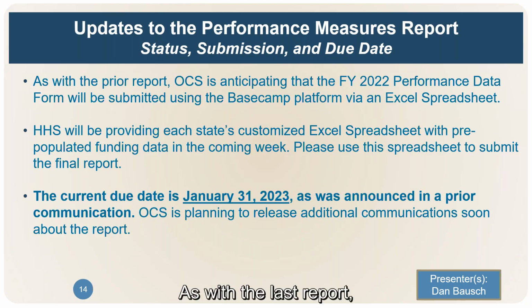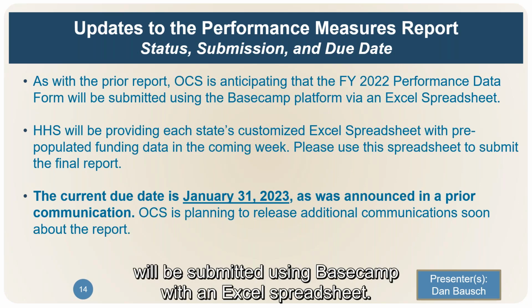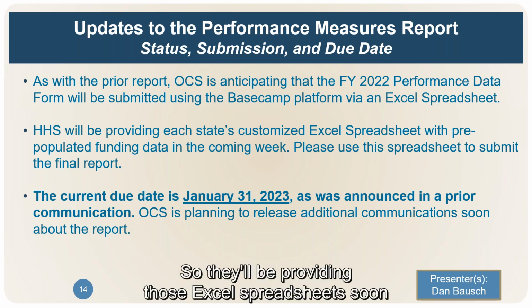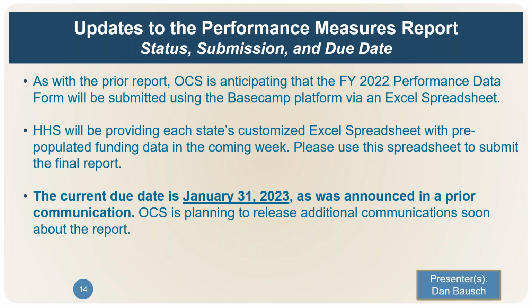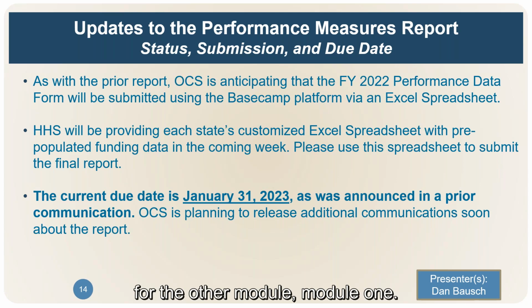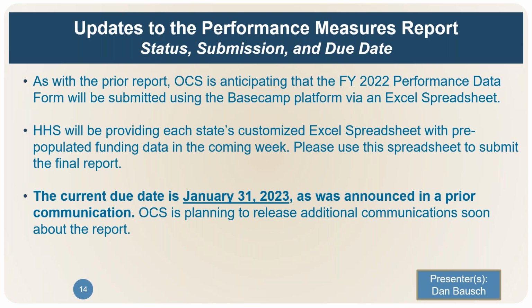As with the last report, OCS is anticipating right now that the performance data form will be submitted using Basecamp with an Excel spreadsheet. They'll be providing those Excel spreadsheets soon, and there'll be one for each specific state. The spreadsheet has some pre-populated information for the other module, module 1. So it's important to use that specific spreadsheet.